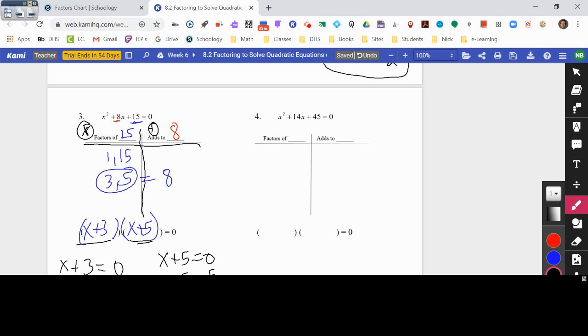In example 4, it's the same way. I'm going to find factors of my last term that add to the middle. So factors mean numbers that multiply to 45 but add to 14.